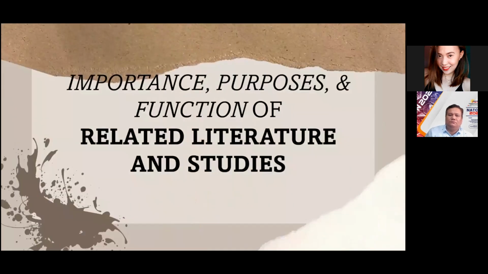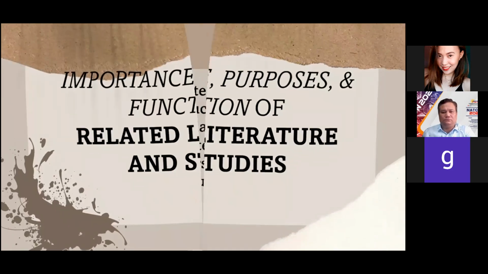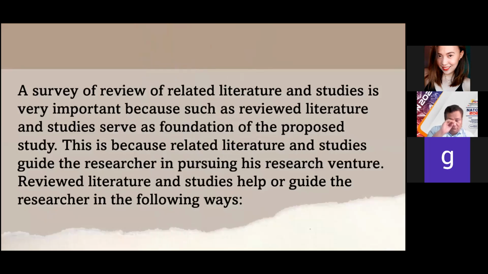Importance, purposes, and function of related literature and studies. One of the purposes of literature review is to gain an understanding of the existing research and debates relevant to a particular topic or area of study, and to present that knowledge in the form of a written report. A survey of related literature and studies is very important. Reviewed literature and studies serve as foundation of the proposed study. This is because related literature and studies guide the researcher in pursuing his research venture.